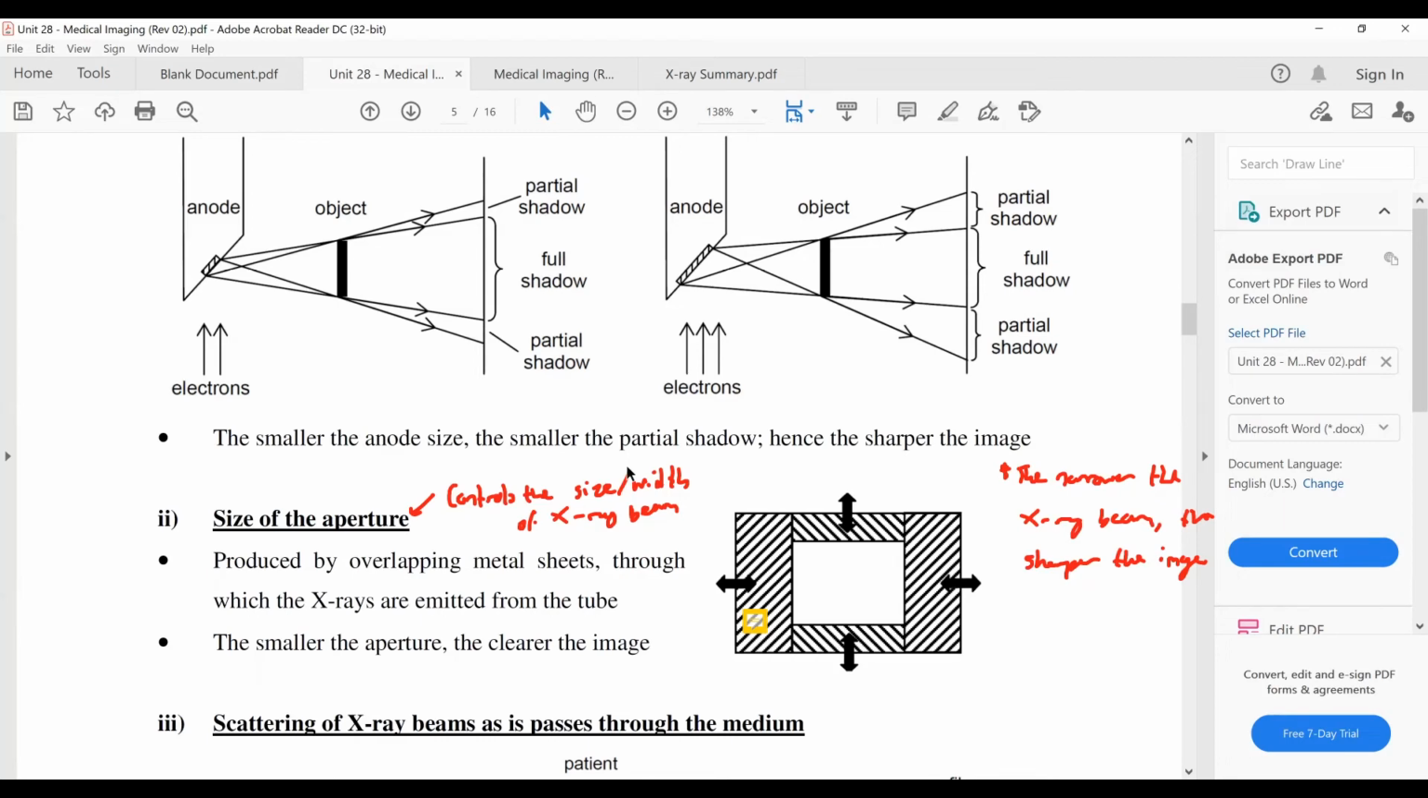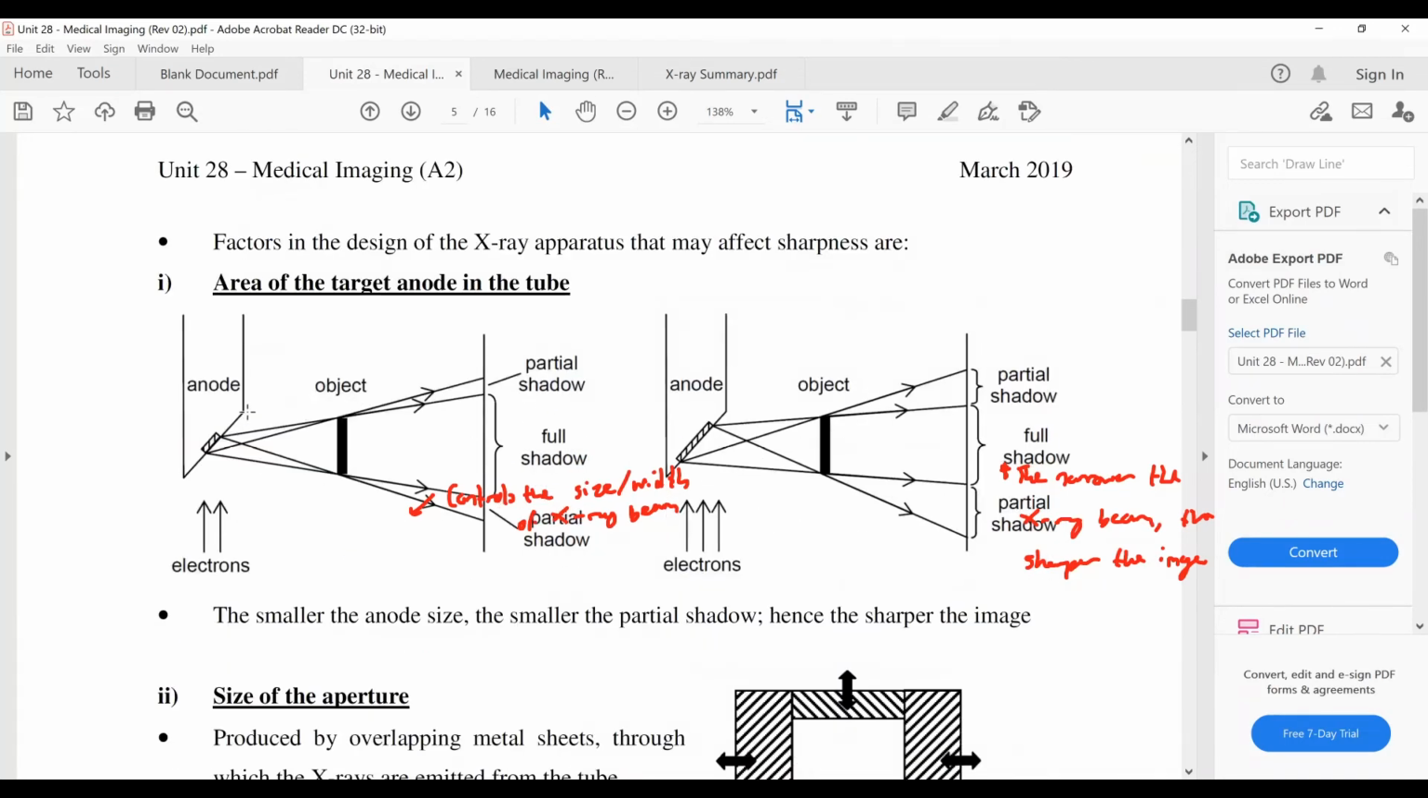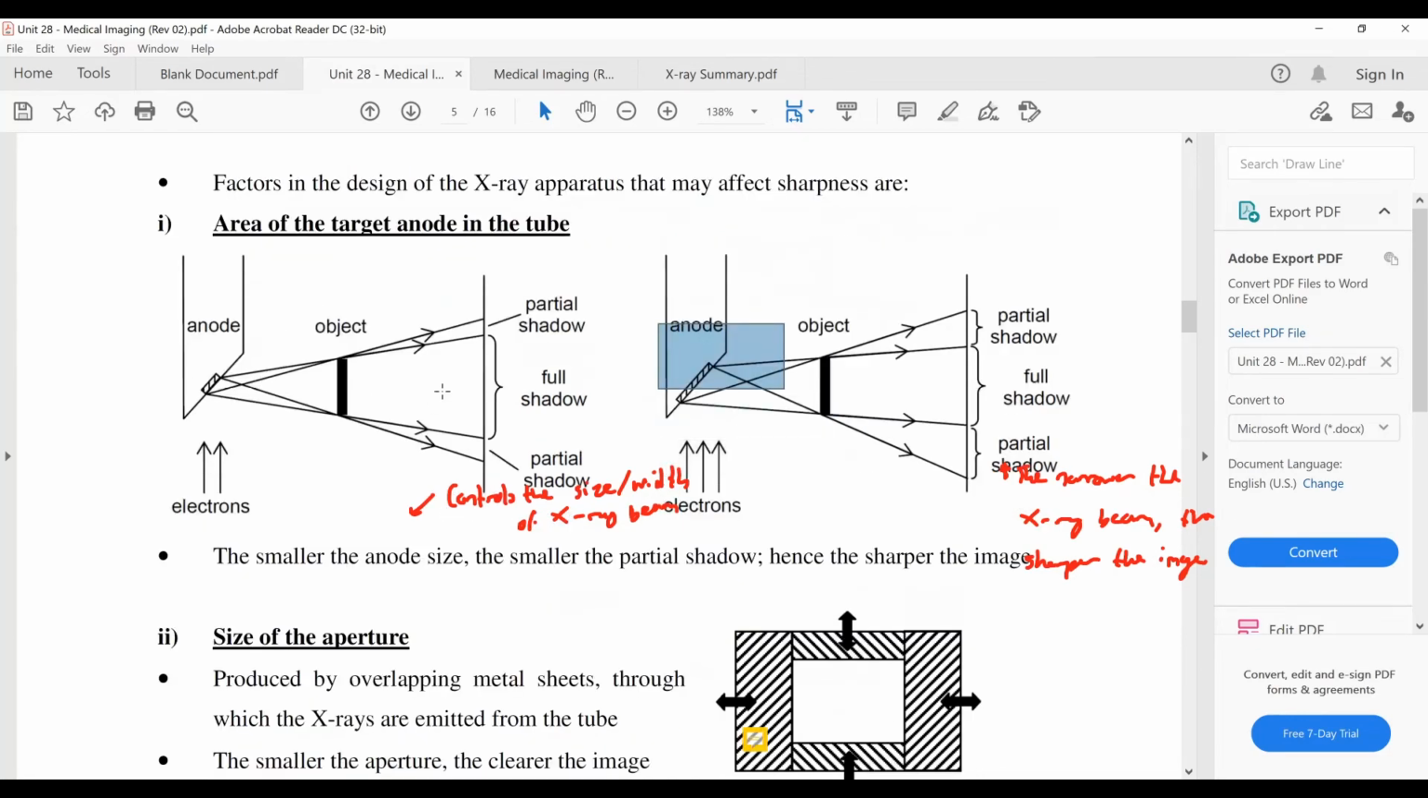You can relate this concept to what you see here. You see your anode size being small and your anode size being big. You can try and compare the size or width of your X-ray beam. In your case here, if your anode size is small, you notice that maybe your X-ray beam is this width. This one is narrow, right? Narrow X-ray beam, which in turn gives you small partial shadow, hence sharp image. But if your anode size is large, your X-ray beam produced is wide. This one is wide X-ray beam. So when it hits an object, you get a large partial shadow, so it's less sharp, isn't it?